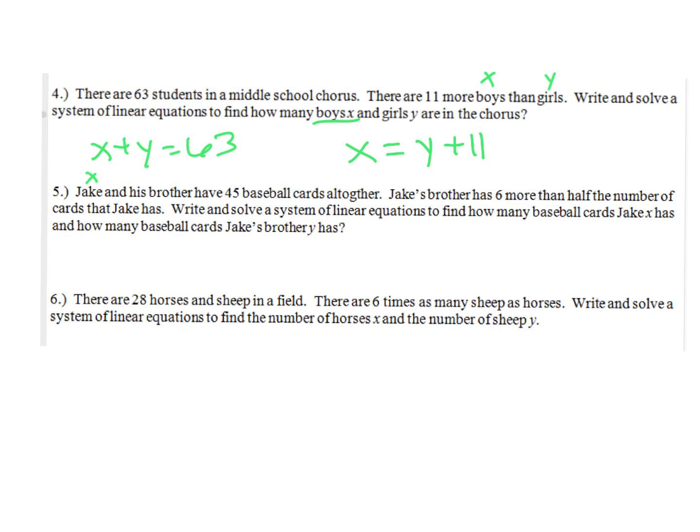Jake and his brother have 45 baseball cards together. So Jake is x, his brother is y down here. So x plus y equals 45. Jake's brother has, so that means Jake's brother is y, has 6 more than, so something plus 6, half the number of cards that Jake does. So we're just going to do half of an x.